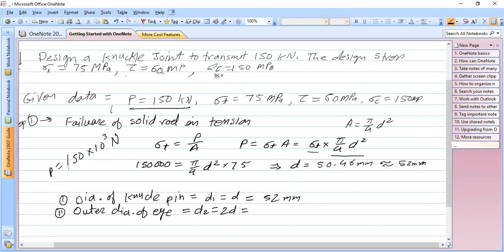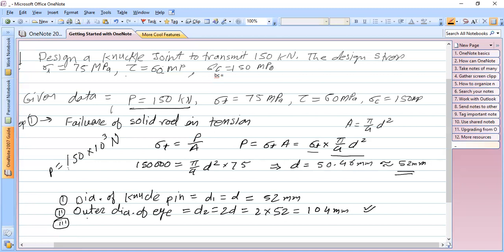Okay, so once you got D value, we'll find out the diameter of knuckle pin. We got D1 equal to D. Second one, outer diameter of the eye, D2 is equal to 2 times D, so 2 into 52, it will become 104 mm. D2 equal to 100? I took D equal to 52 mm, so I took 2 into 52. If you took 50, no problem. I took 52.